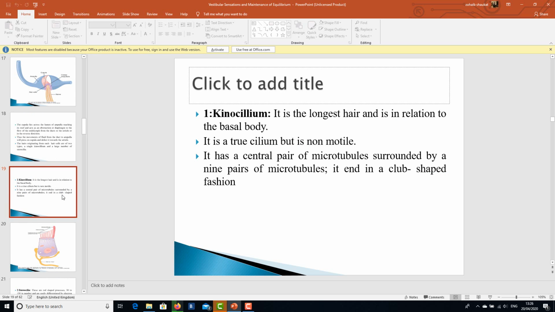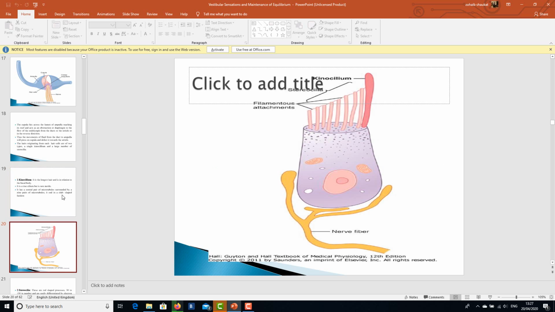Kinocilium. It is the longest hair and is in relation to the basal body. It is a true cilium but is non-motile. It has a central pair of microtubules surrounded by nine pairs of microtubules, each ending in a club-shaped fashion. You can see the kinocilium having a composition of microtubules and the upper edge having the club-shaped appearance, and then you can see below there are stereocilia having filamentous attachments.